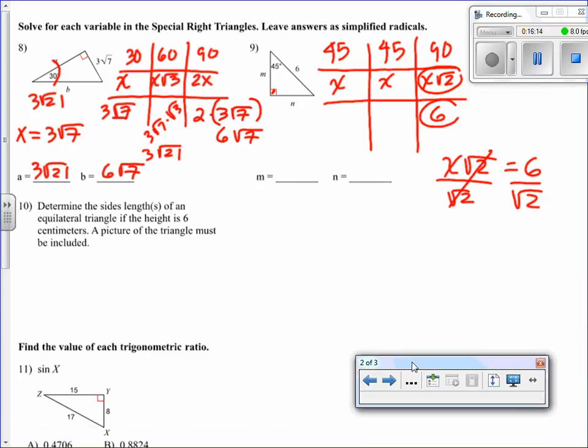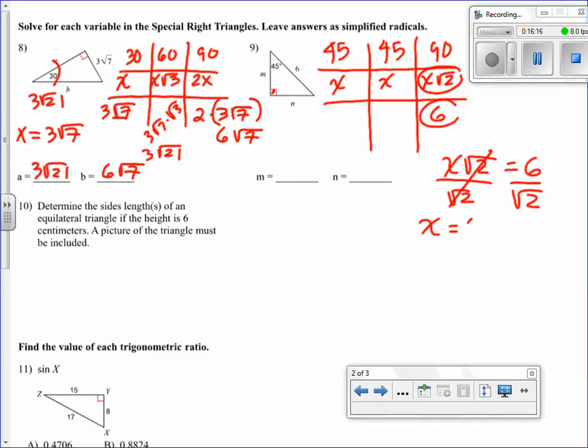So then that cancels out. We end up with x equals 6 over the square root of 2. But of course, we're not allowed to leave the square root of 2 in the denominator, right? We have to rationalize the denominator. And that gives me 6 square roots of 2 over what? 2 over 2, and then 2 divides into 6 roots of 2. So both of these are 3 square roots of 2.